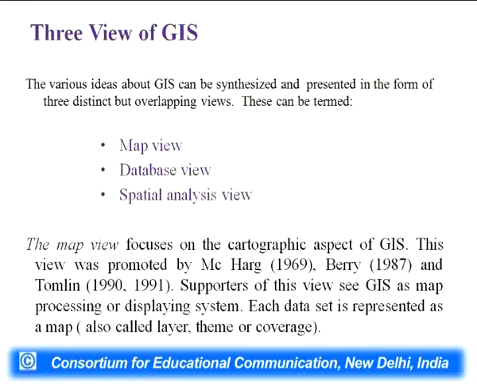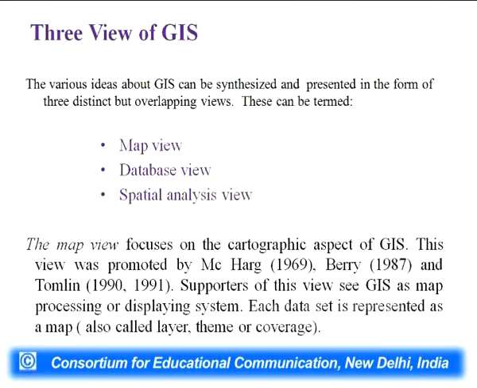There are 3 views of GIS. The various ideas about GIS can be synthesized and presented in the form of 3 distinct but overlapping views. These can be termed as the map view, the database view and the spatial analysis view. The map view focuses on the cartographic aspect of GIS. They say that GIS works as digital cartography. So they equate GIS with digital cartography, map making, digitization and map production.